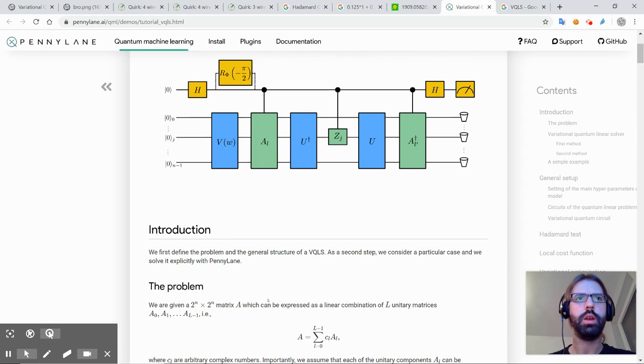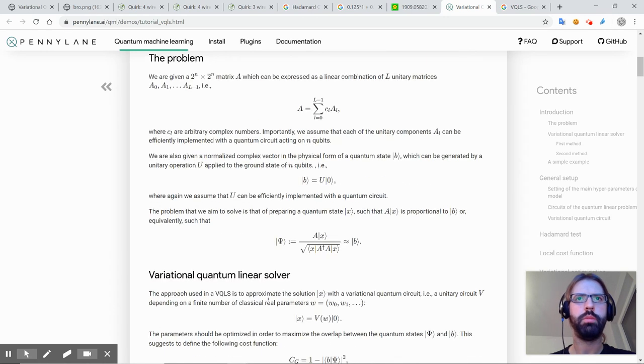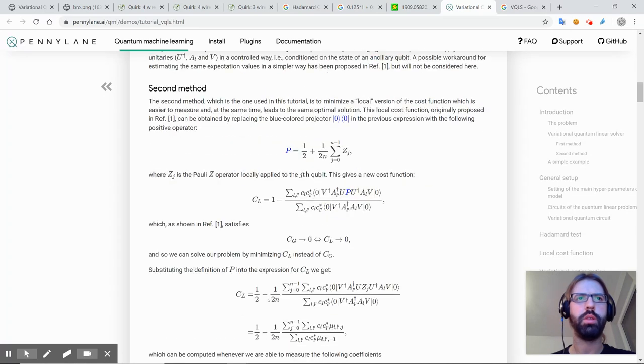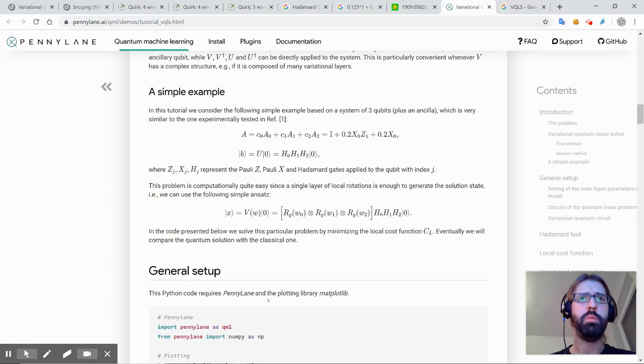Let's see. Problem, linear solver, first method, second method, simple example.